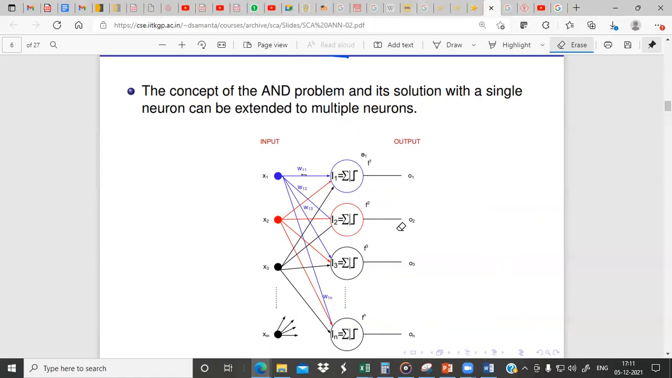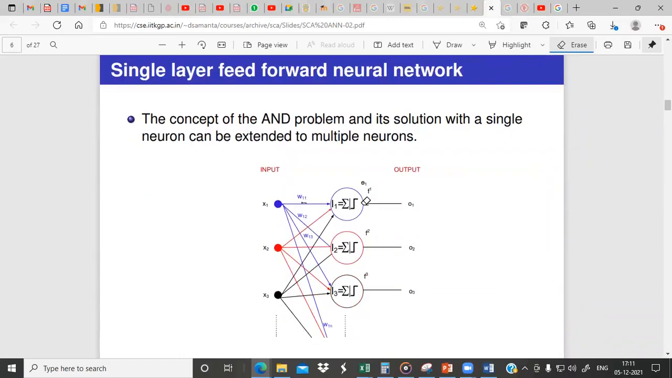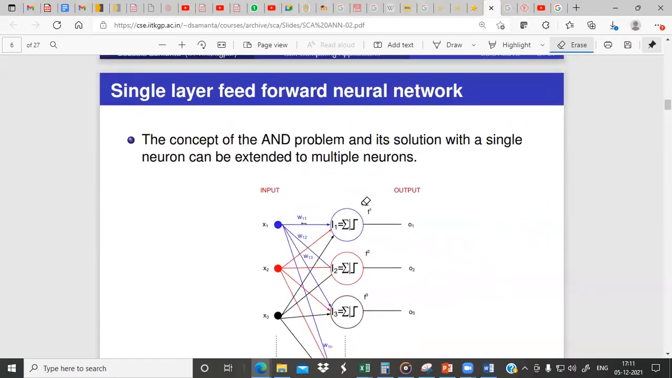So what you are seeing here is an example of a single layer feed forward network. Why are we calling it a feed forward network? Because there is no feedback mechanism. We are not talking about any feedback network now. It's only feed forward. It goes only in this direction.